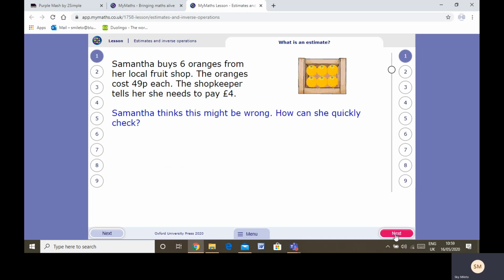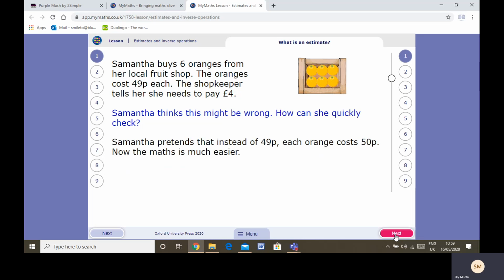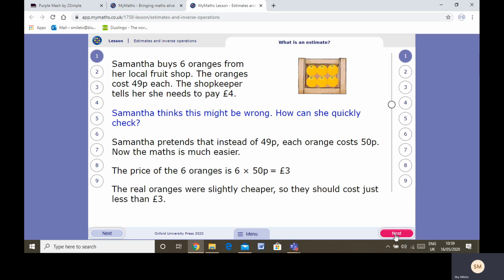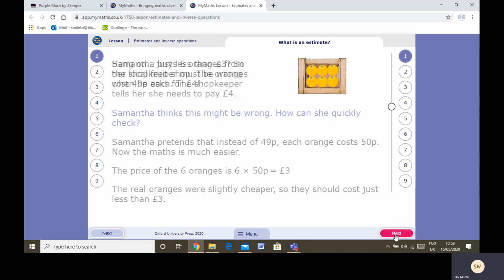Okay, but instead of adding 49p 6 times, which could be quite hard, Samantha pretends instead of 49p each, an orange costs 50p. It makes the maths much easier because we know that 6 times 5 is 30, so 6 times 50 must equal 300. That's the same as £3. So the real oranges were slightly cheaper than 50p, so they should cost less than £3. So Samantha can now say to the shopkeeper, I think you might be a little bit wrong there. I don't think it's £4. I think it should be nearer £3.